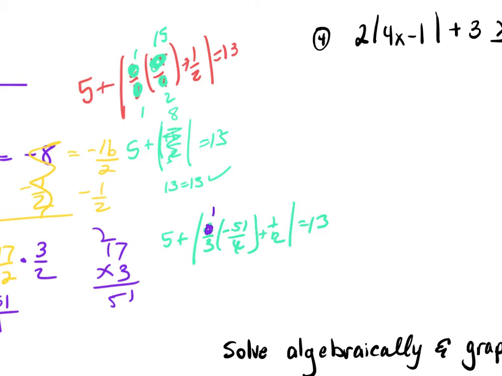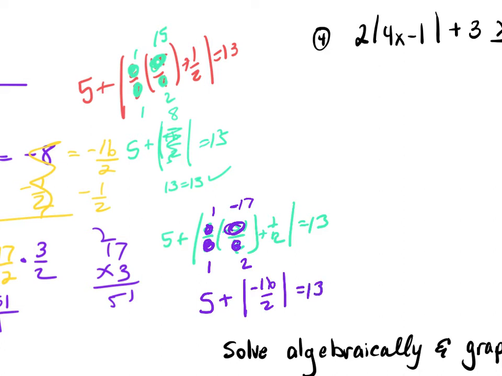2 goes into 2 once. 2 goes into 2, 2 goes into 4 2 times. 3 goes into 3 once. 3 goes into negative 51, negative 17 times. What's negative 17 plus 1? Yep, so I have 5 plus the absolute value of negative 16 over 2.